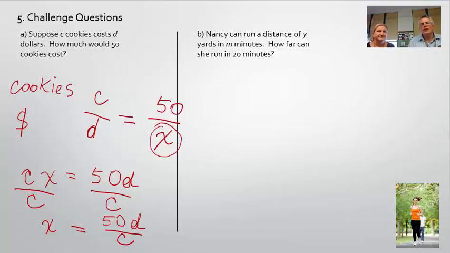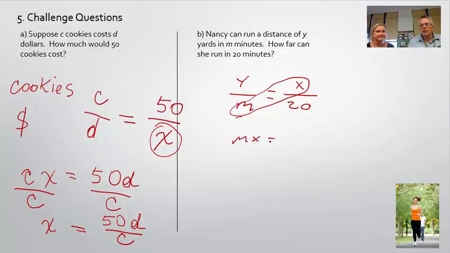So Nancy can run a distance of Y yards in N minutes. So I'm going to set up the proportion, Y yards over N minutes. How far can she run in 20 minutes? Well, 20 is going to go on the bottom. And what we're looking for, I'm going to represent with X. So here we go, cross multiply. N times X has to equal 20 times Y.